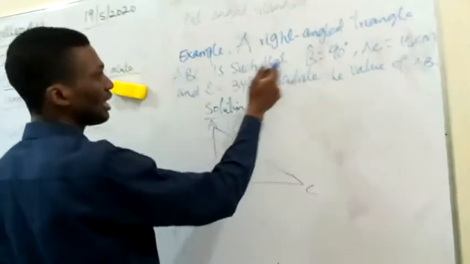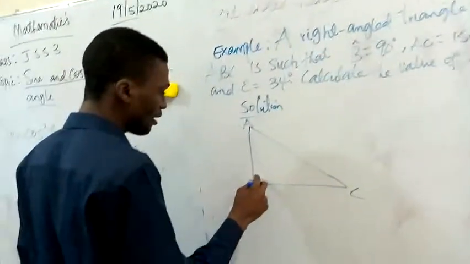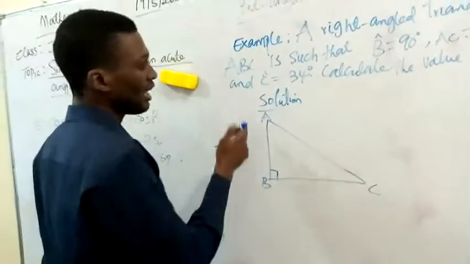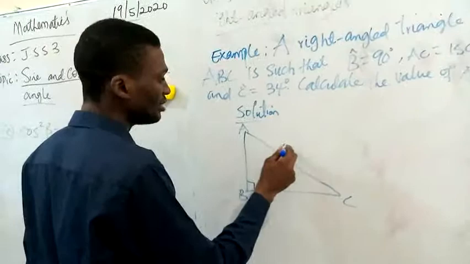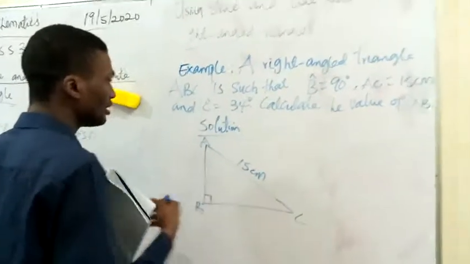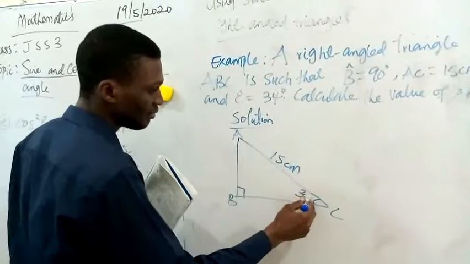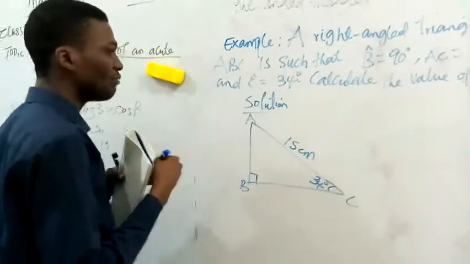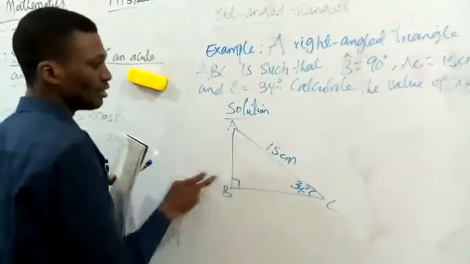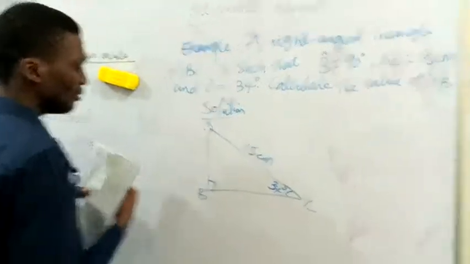It's such that angle B is 90 degrees, so our angle B is 90 degrees. Line AC is 15 cm. Angle C is 34 degrees. But we are to calculate the value of line AB.